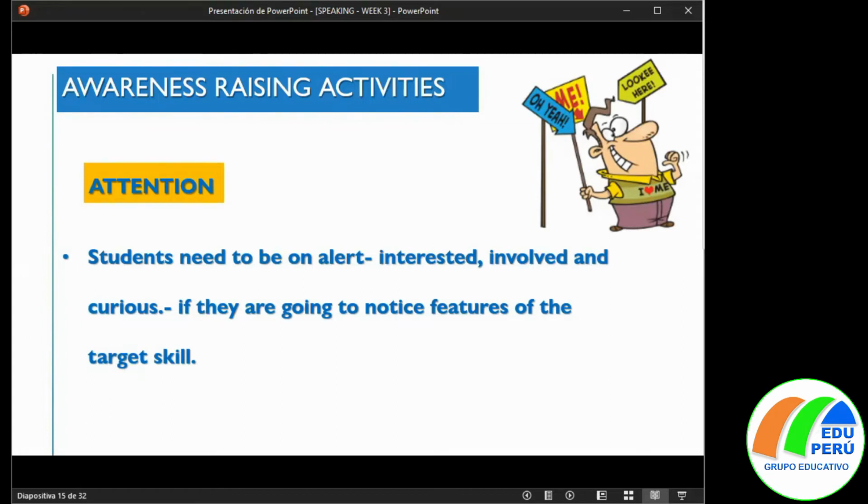Remember that we are going to analyze activities that we are going to use in order to call the attention of our students, to get their interest. This is very important. Then we're going to analyze how we are going to do that. All right, Laura?